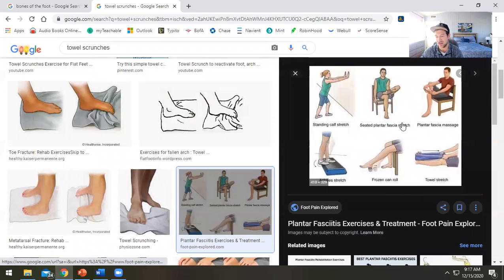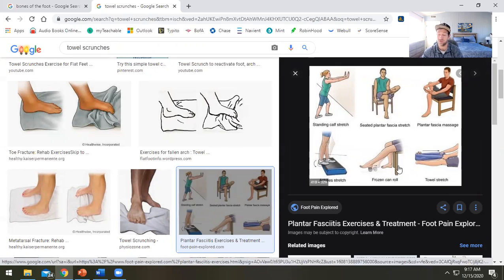In fact, you can kind of see it here, right? You can see where this person's working on doing a calf stretch. They're stretching out their plantar fascia by kind of flexing out their feet. They're massaging. This is a very weird order to do these things in. They're doing an Achilles stretch, a frozen can roll. This is actually a really big one.